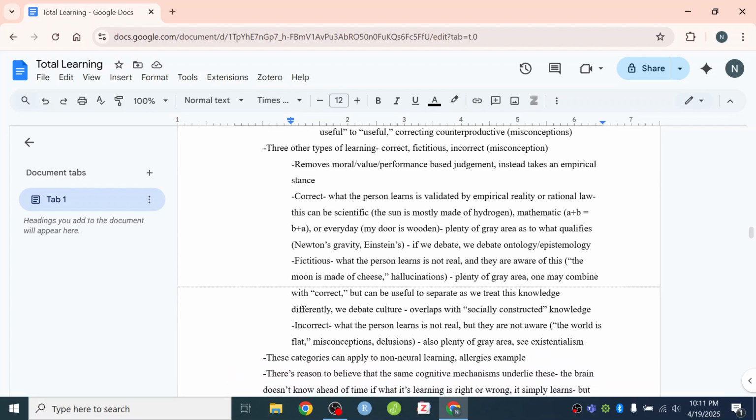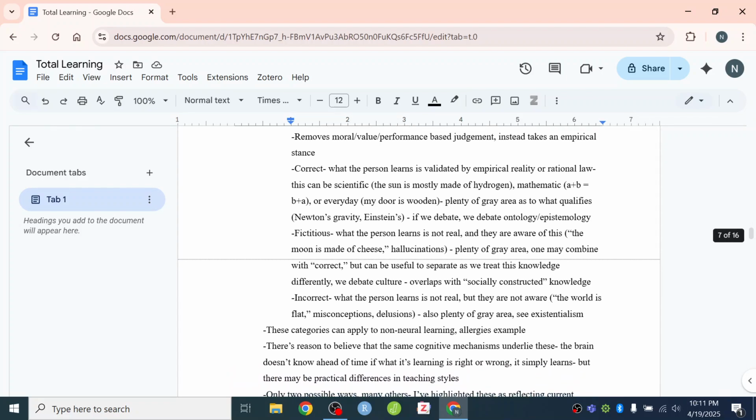Notably, these categories can apply to non-neural learning. As we've discussed, total learning tries to incorporate things that are learning that do not take place in the brain. For example, we can see allergies as a kind of counterproductive learning that the immune system has taken on, where it has an aggressive response to something that is harmless. It's learned a bad behavior. Very interesting.